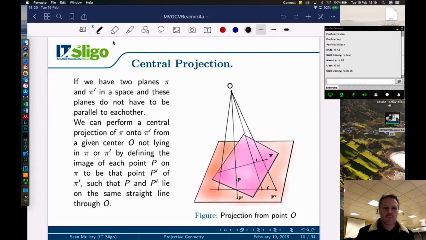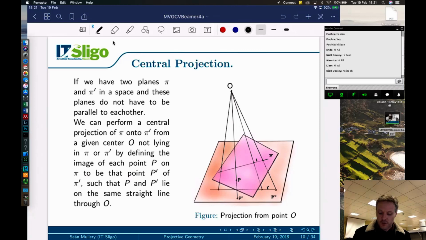Okay, so we can perform a central projection from pi onto pi prime from a given center, which we'll call O. And that center, it's important, can't be lying on one of the planes. So it has to be somewhere off the plane in some direction. So it can't be either on pi or on pi prime, but by defining the image of each point P.